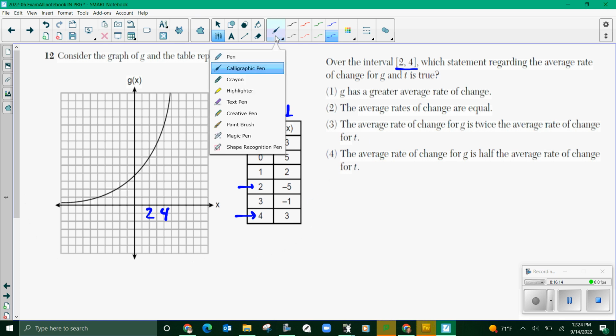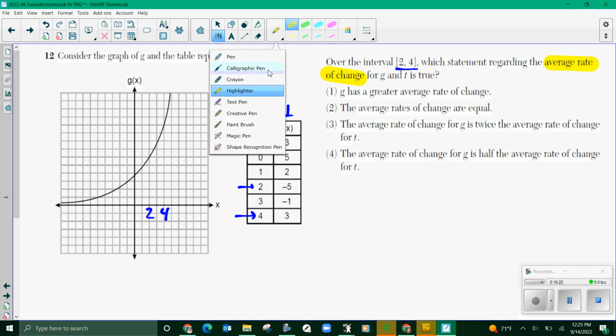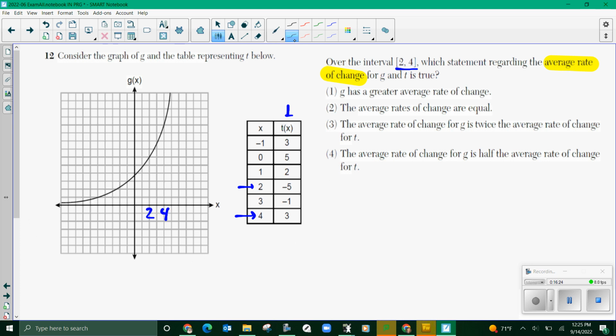If you don't understand that rate of change, or average rate of change, really is just a fancy way of saying slope, you better write that down and know it. Slope, it's rise over run. It's change in y over change in x. So what does that mean?